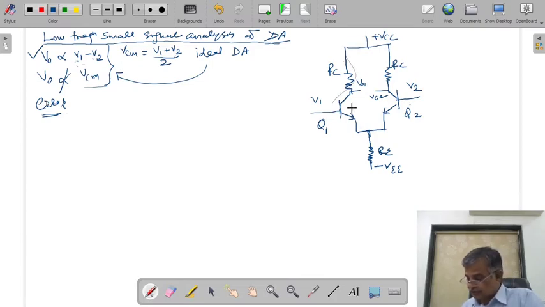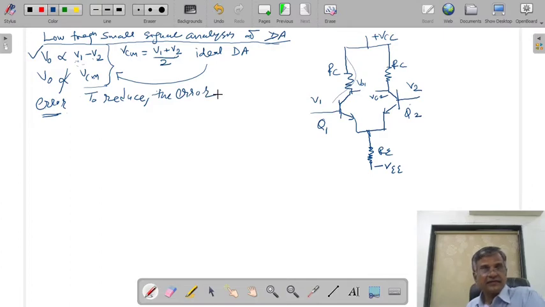Actually, we have taken both the transistors as identical, but due to some mismatch in the transistors, error is produced. There is a slight change in current gain, HFE, HOE, HRE, or some other parameter of the transistors that are not perfectly matched, then error is produced. To reduce this error, CMRR, common mode rejection ratio, should be very large.